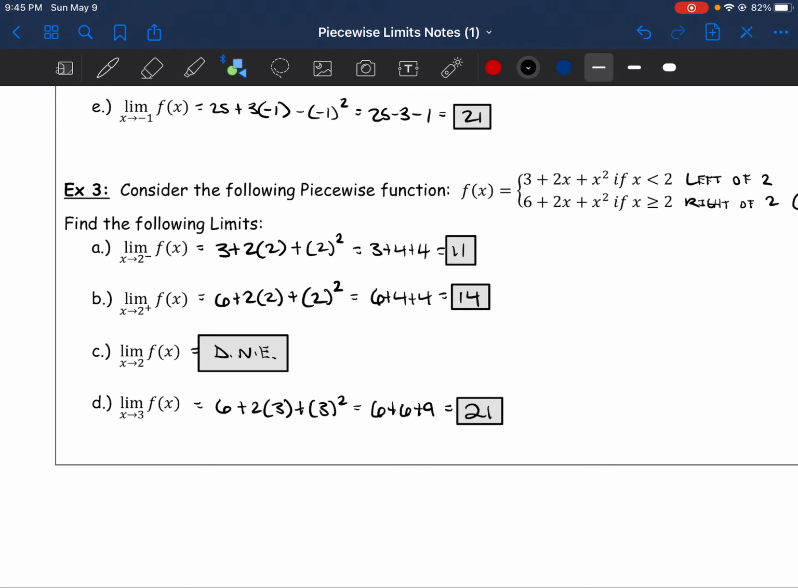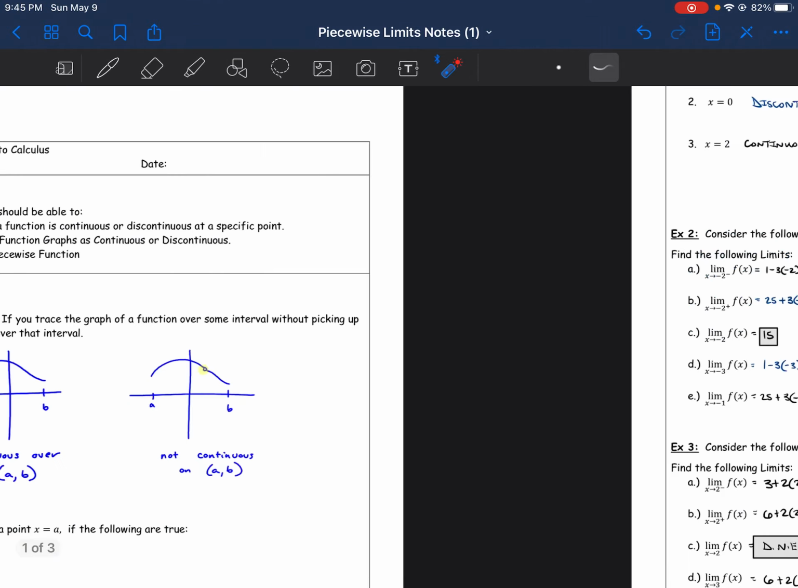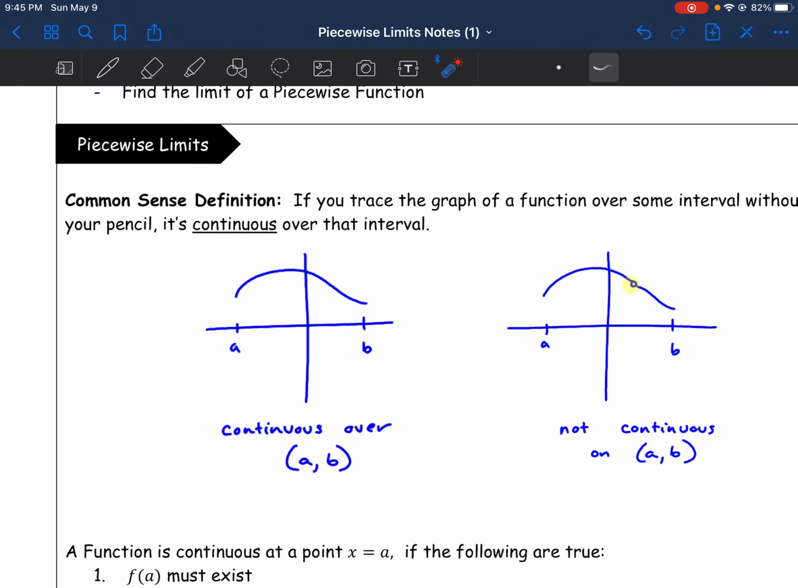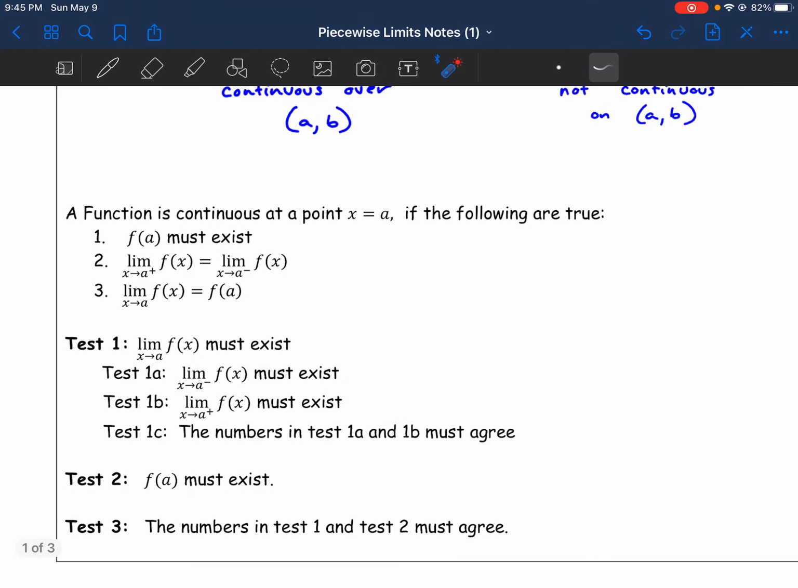Okay, so that's how these piecewise defined functions work. Let's do one quick little recap, and then we'll wrap this video up. So just to recap this video, the common sense definition of continuous is that if you can, on an interval from A to B, or whatever interval you're given, if you don't have to pick up your pencil to trace the curve, it's continuous. If you do have to pick up your pencil, such as right here where we have to jump over this hole, then your function's not continuous on this interval.